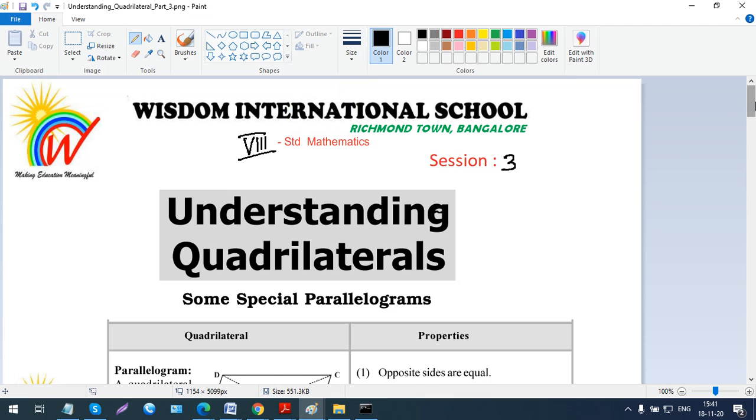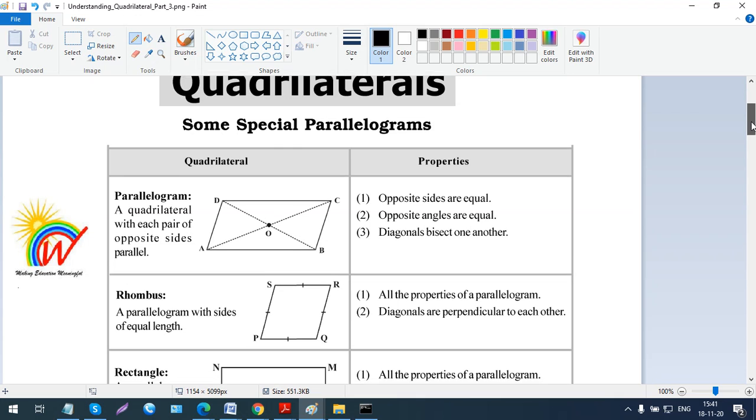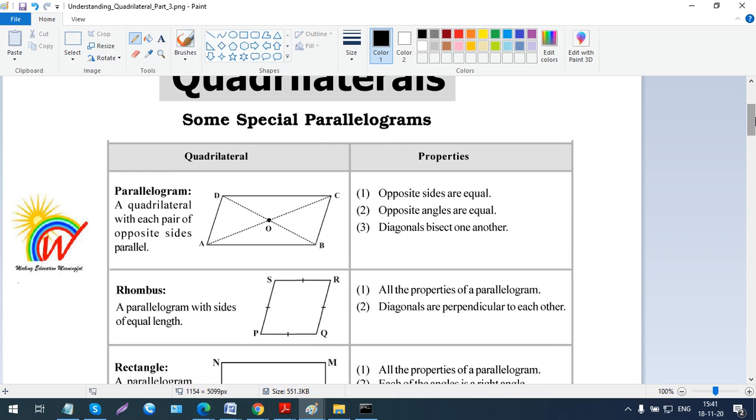Children, we have come to the end of this session for understanding quadrilaterals. So far, what all did we learn? In the first session, we learned about polygons, right? Based on the number of sides, we gave names to the polygons, and we also saw how to find the number of diagonals in a polygon, and how to calculate the total number of interior angles and the total number of exterior angles. All these things we looked at.